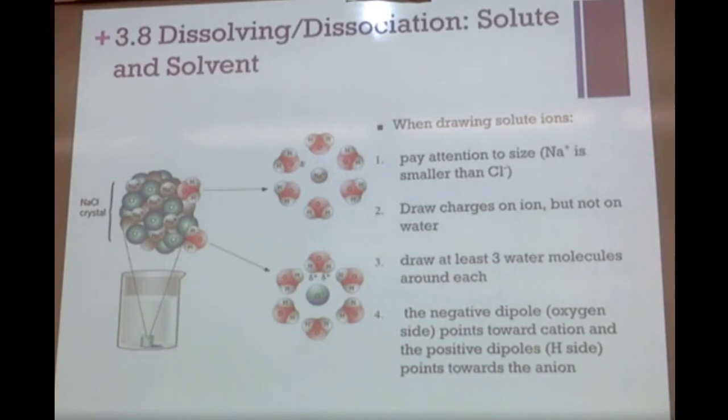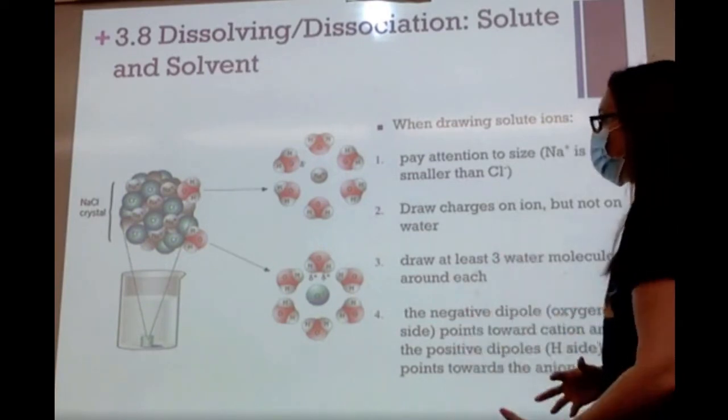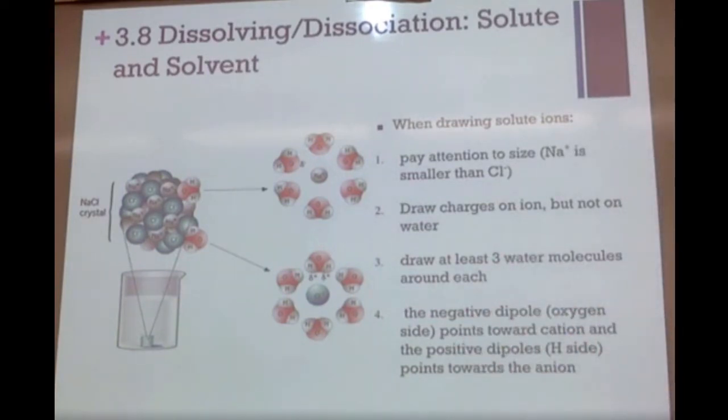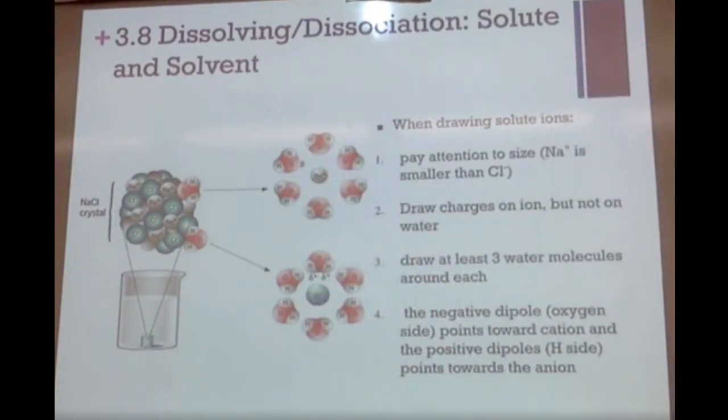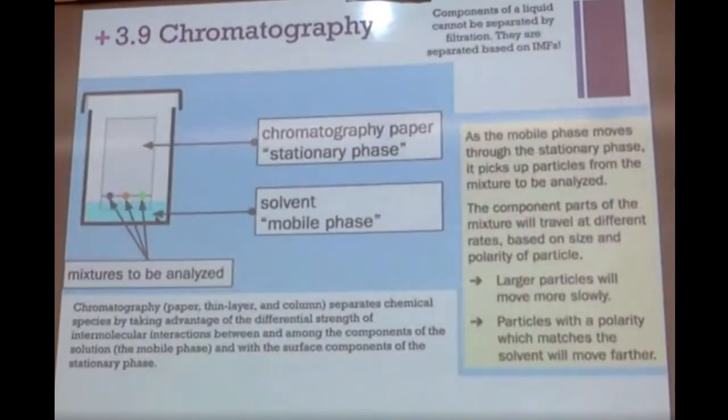So this is how a solution is formed. We'll talk about the energetics of forming solutions when we talk about thermochem. But this is how we form a solution. Water will pull the ions apart. So then we go into 3.9. Topic 9 talks about how we can separate components of a mixture. So when we have a mixture of liquids, we cannot separate them by filtration.